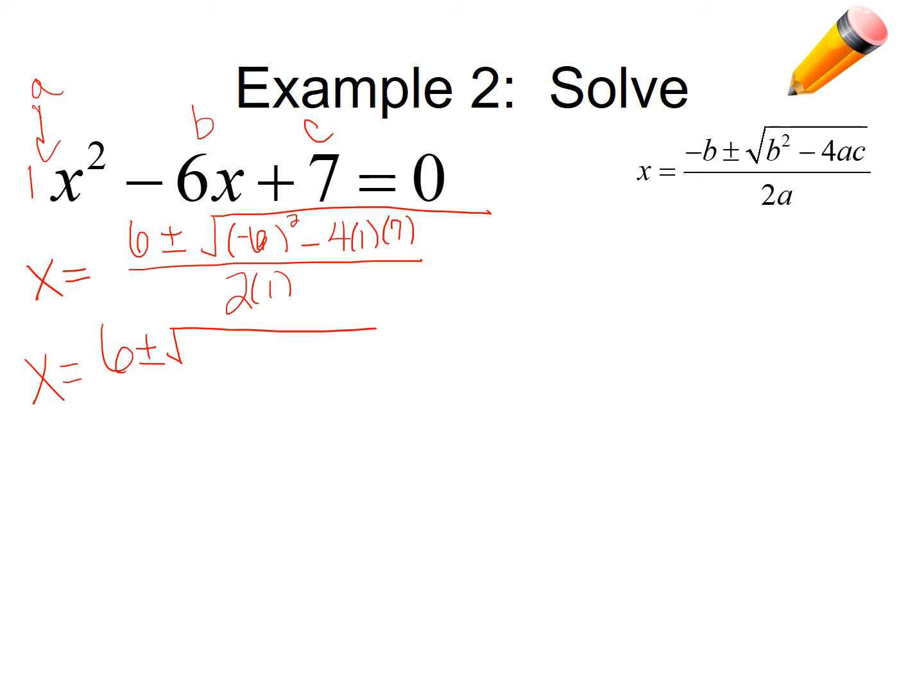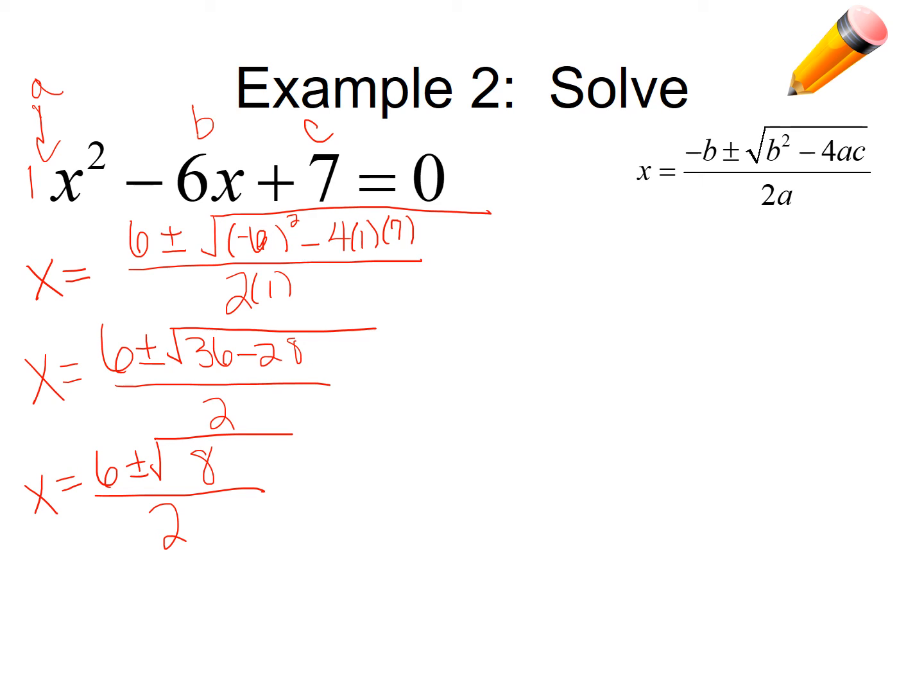Negative 6 squared is negative 6 times negative 6, so that's going to get back to a positive 36. And now we have minus 4 times 1 times 7, and 4 times 7 is 28. Sorry, that took me a second. All over 2 times 1, which is 2. And 36 minus 28, that's the next thing that we need to simplify. Sorry, I got ahead of myself. So we have 6 plus or minus the square root of 36 minus 28, that's going to be 8, all over 2.